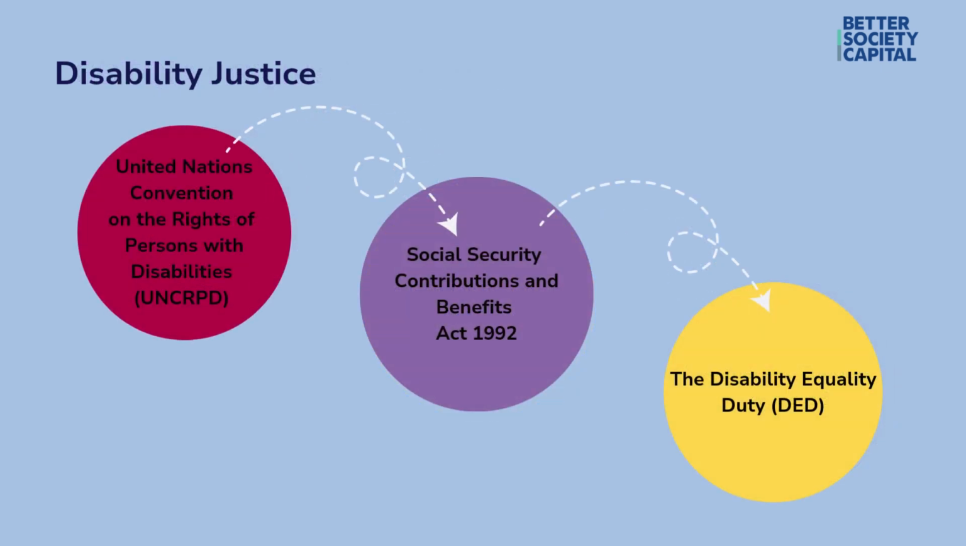Disability justice. The Global Disability Rights Movement is an international movement that has worked to secure disability rights on a global scale, and the advocacy efforts of this movement led to the adoption of the United Nations Convention on the Rights of Persons with Disabilities in 2006.